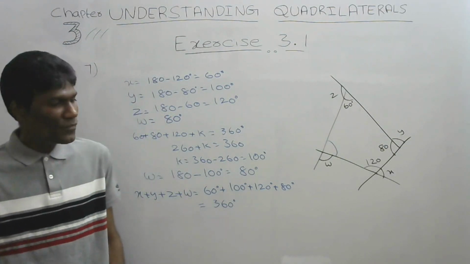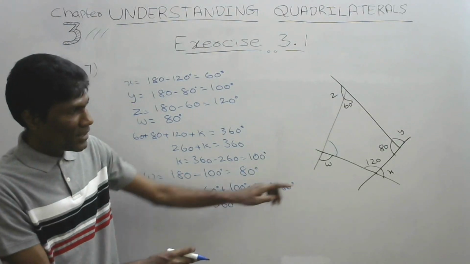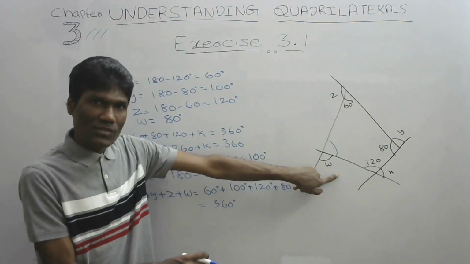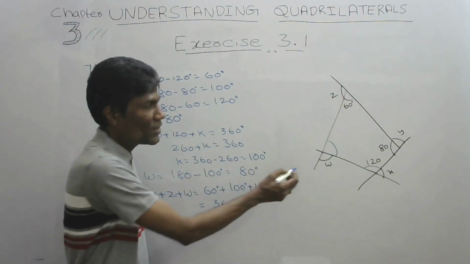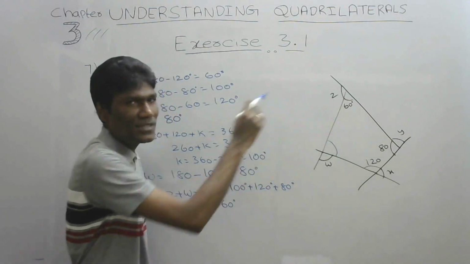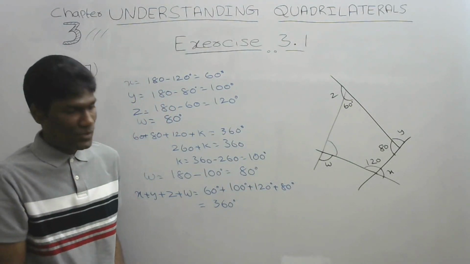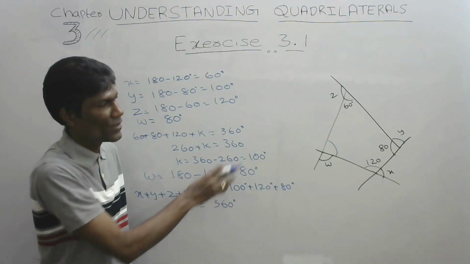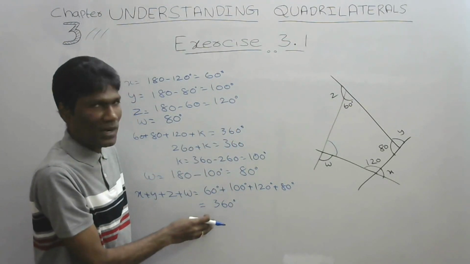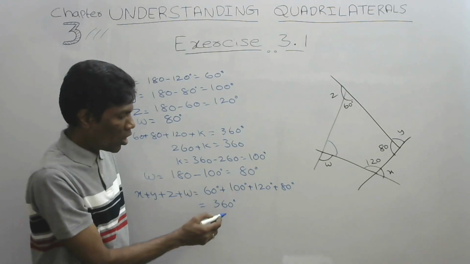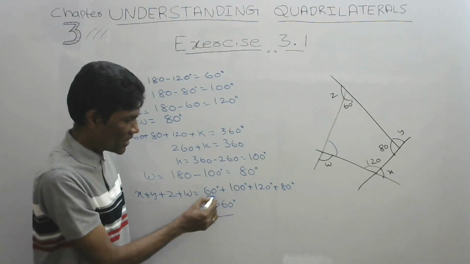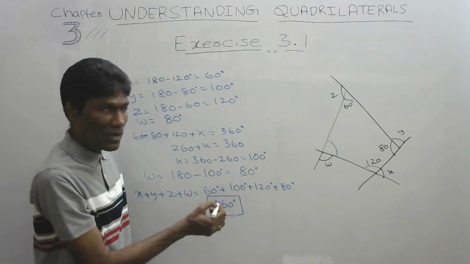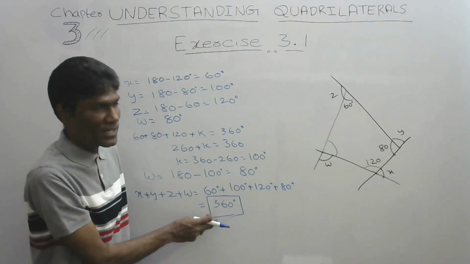Now, if we observe this question or the previous question, the sum of the exterior angles he is asking. So, the sum of exterior angles of a triangle or quadrilateral will always be 360 degrees. It will always be 360 degrees only.